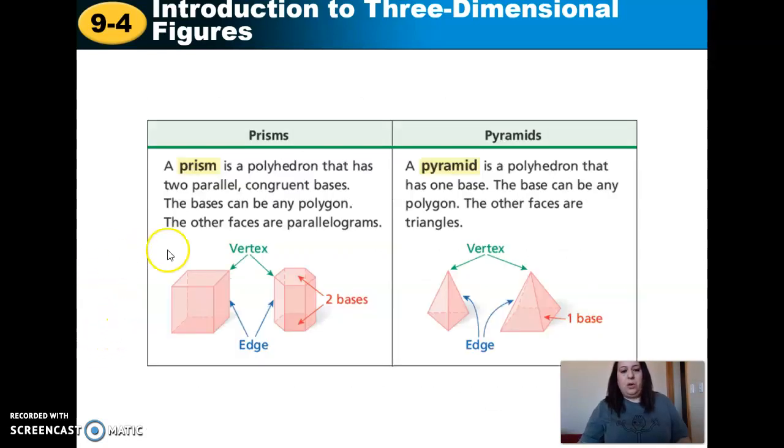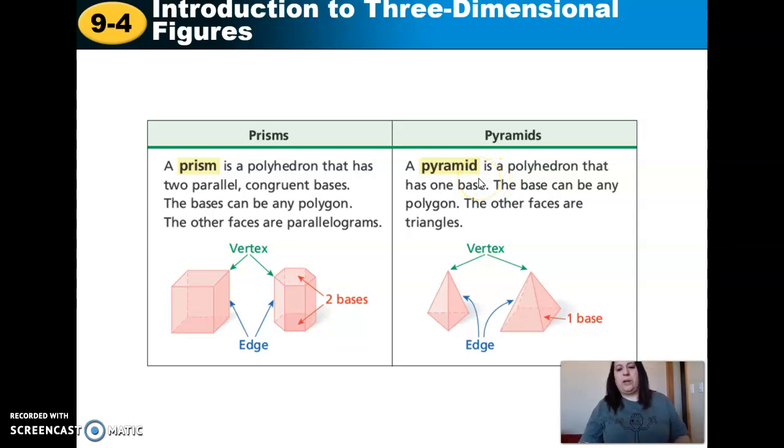Okay. So again, here's another note card. So I lied. I think I said 4. I think we're up to 6 now. Okay, so the next definition, a prism is a polyhedron that has 2 parallel congruent bases, and the bases can be any polygon. All the other faces are parallelograms. Okay, so the key here is that it has 2 bases for the prism.